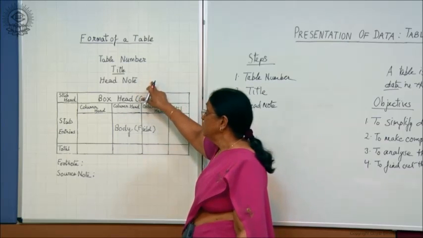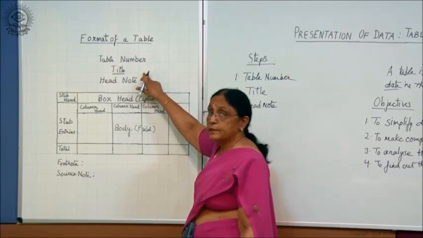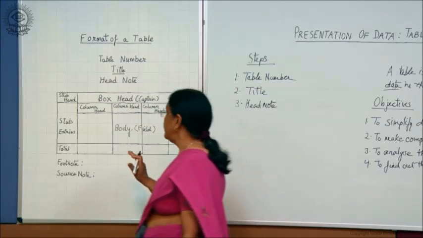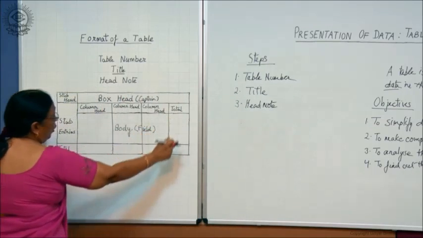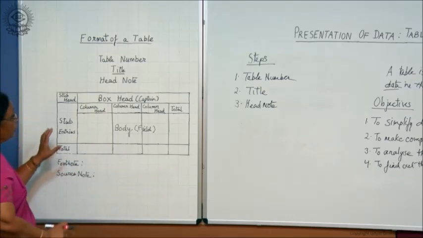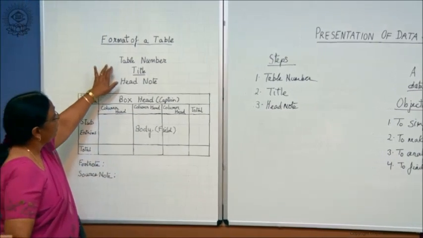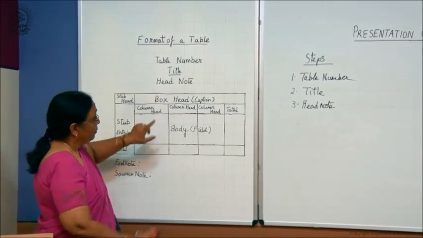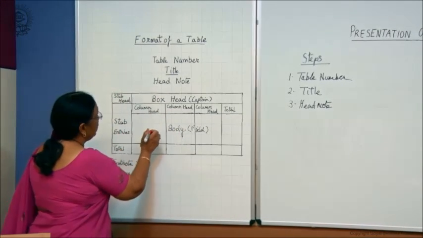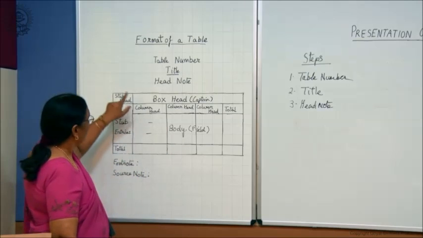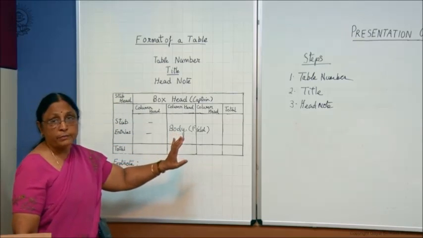So this is third. First is the table number, second is the title, and third is the head note. Now after this, you see that there is a box, right? Now this box contains the whole information. Here you have given the required details, but this box contains the data or details that you are going to show. Now this box is again made in a systematic order.